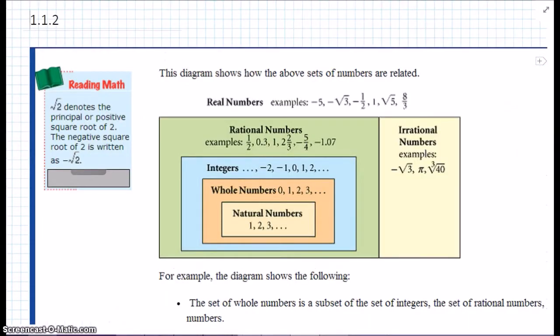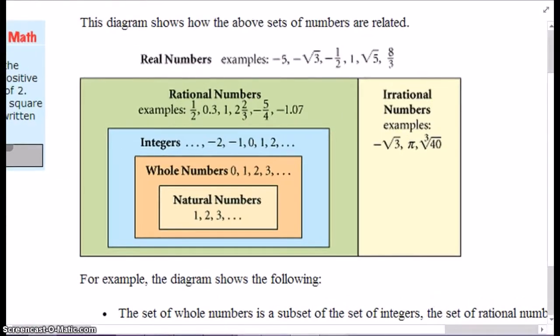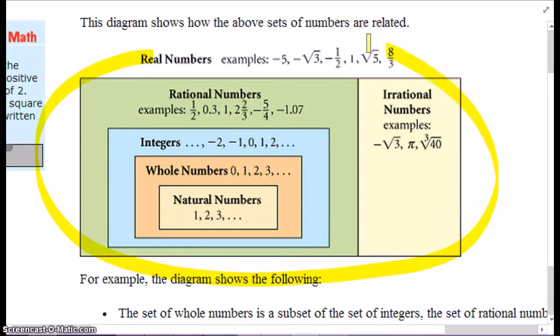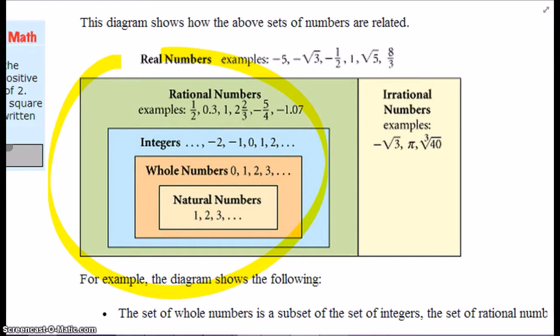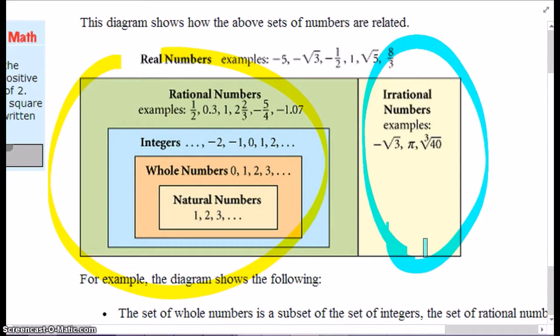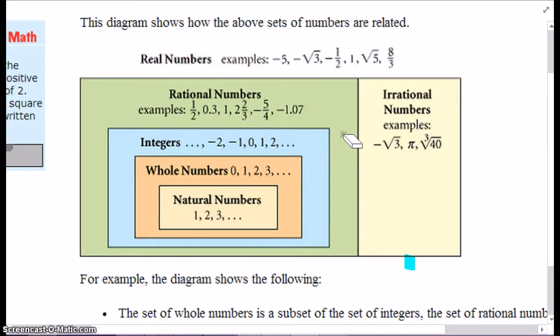So let's look at that in a diagram. You'll see in this diagram you have real numbers. Everything in this diagram is a real number. Real numbers are broken down into rational numbers on the left and irrational numbers on the right. Remember, irrational numbers are numbers that can't be written as a quotient of integers, that have non-repeating decimals and also radical signs.